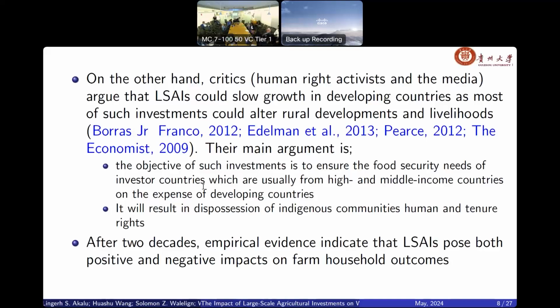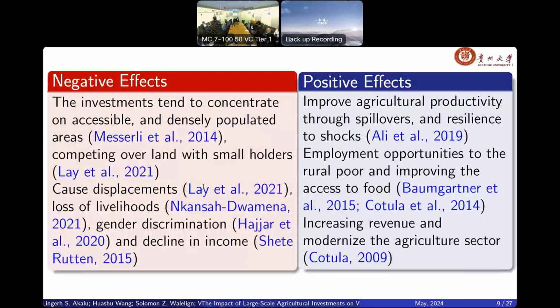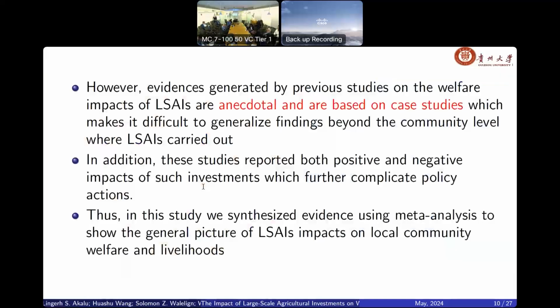After two decades of the proliferation, empirical evidence started to emerge, and this evidence also shows contrasting effects of such investments. Some research shows a negative impact, and some shows a positive impact. Most of these empirical studies are based on case studies, so they do not show the general picture of such investments on local community welfare and livelihoods. So the objective of this paper is to produce a picture that shows the overall impact of such investments. So we conduct a meta-analysis in order to obtain a single effect size that shows the overall effect of such investments.